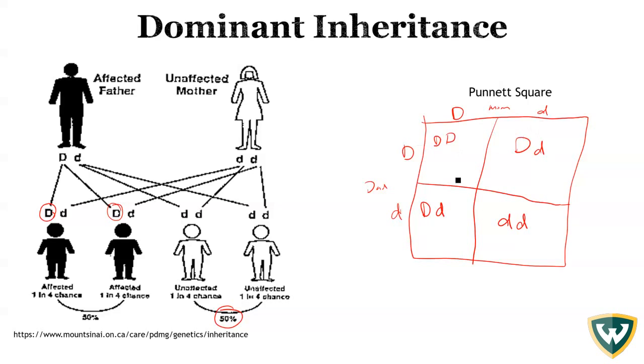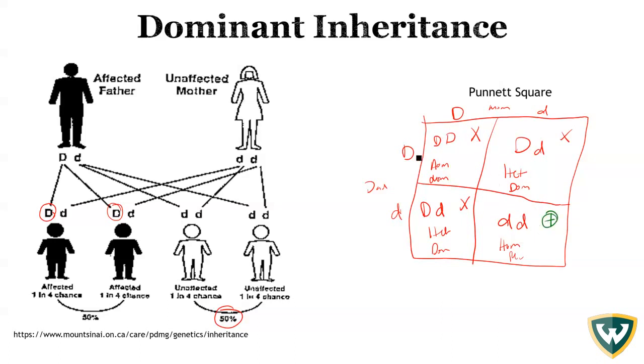Big D, little d comes here, little d. And so what are these called in the dominant inheritance model? They're called homozygous dominant, heterozygous dominant, the same with this one, and then homozygous recessive. So which ones have the disease? Anybody with a big D. So you have disease here, you have disease here, you have disease here, but luckily you don't have disease here.